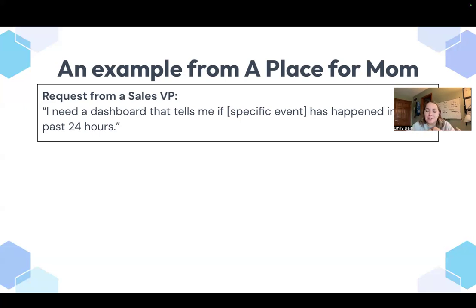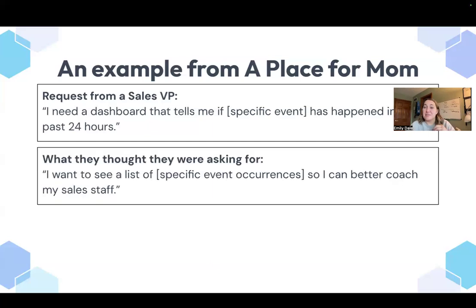And we were going to make it for him. And then we started asking, I can't picture a dashboard that's actually just, this feels just like a table, right? It's this very specific event. When we got down to what data he wanted, it was essentially a SQL query. He wanted the results of the query to be on this dashboard. So as we started asking more questions, it turned out he wanted to see a list of the specific event occurrences because he wanted to better coach his sales staff. He didn't necessarily need it in a dashboard form. He just knew dashboard was a magic word for our team.